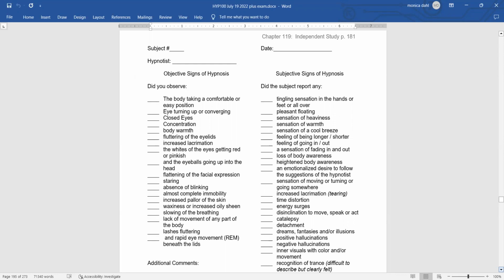Sometimes the eyeballs roll up into the head. There's a flattening of the facial expressions. The person stops showing as much emotion and, say, relax, the facial muscles relax. They may be staring. There may be an absence of blinking. The body may have almost complete immobility. The skin may get pale. The skin may be waxy or oily. The breathing may slow, and there's often the hypnotic sigh where a person takes a good deep breath.